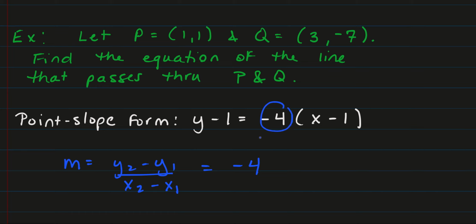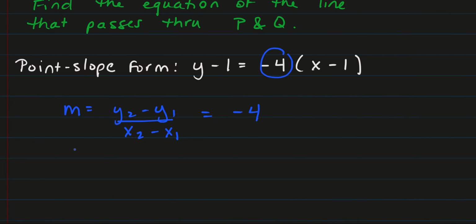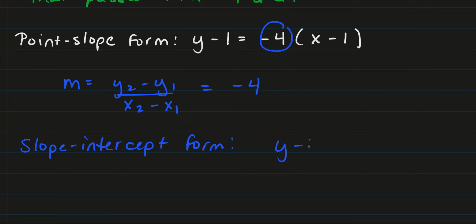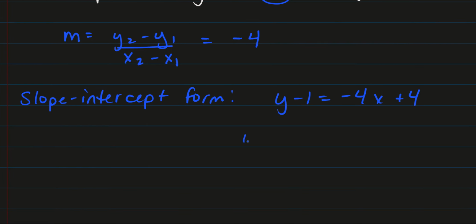Now let's put this line into slope-intercept form. So to find the slope-intercept form, I'm only going to do this one way, and that's using this point slope form here. And of course you can do it the other way that I showed you with using the actual y is equal to mx plus b. All I'm going to do is distribute this negative 4 and solve for y. So we have y minus 1 is negative 4x plus 4 by distributing this negative 4. And then I add 1 to both sides, so y is equal to negative 4x plus 5, and now we have the slope-intercept form.